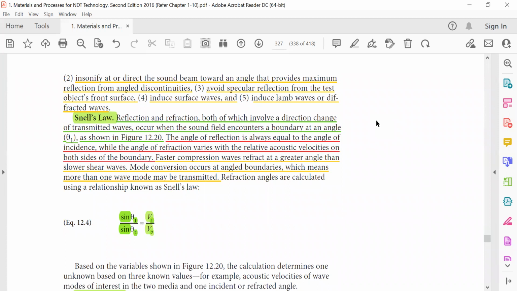Snell's law. Reflection and refraction, both of which involve a direction change of the transmitted wave, occur when a sound field encounters a boundary at an angle of theta 1, as shown in the figure. The angle of reflection is always equal to the angle of incidence, while the angle of refraction varies with relative acoustic velocities on both sides of the boundary. Faster compression waves refract at a greater angle than the slower shear waves. Mode conversion occurs at angled boundaries.